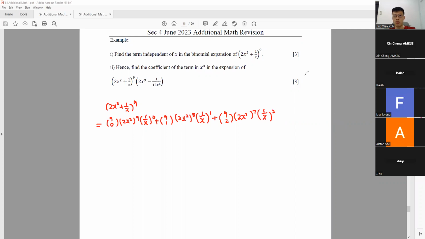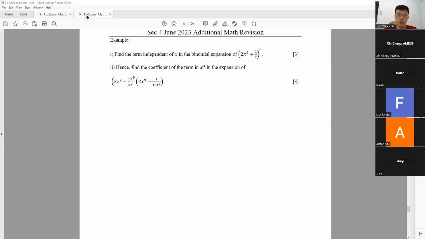But if you really don't know how to use the general term, just keep expanding. You can get your answer also. But it's too time consuming. We will not know which one will give me the term independent of x. That is where we use our general term. When you realize that you do not know until which term will give you the term independent of x, the general term will be this.